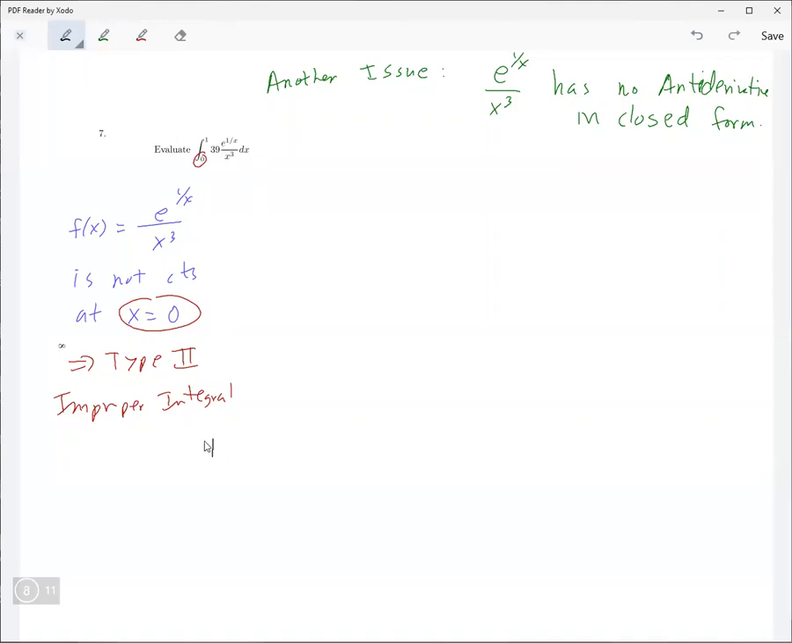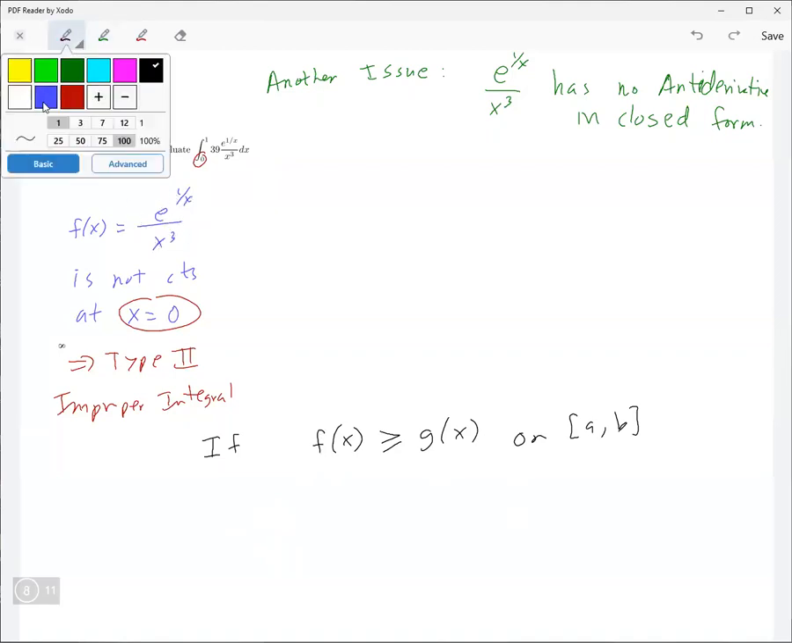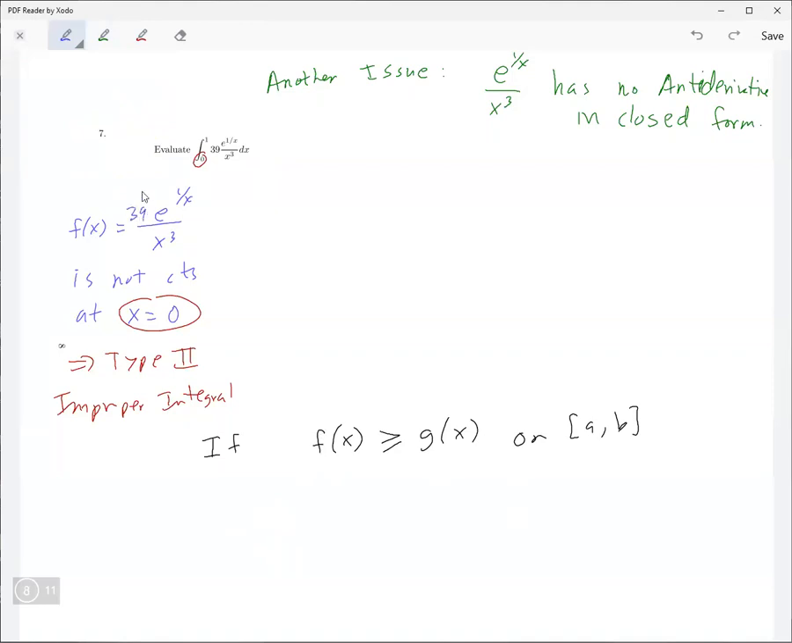So let's suppose that f of x is greater than or equal to some other function g of x on an interval. Okay, now, so you have f of x. So this would be our f of x, right? This is our f of x. Well, actually, I should have written a 39 there. Dang, I was just taking stuff out.